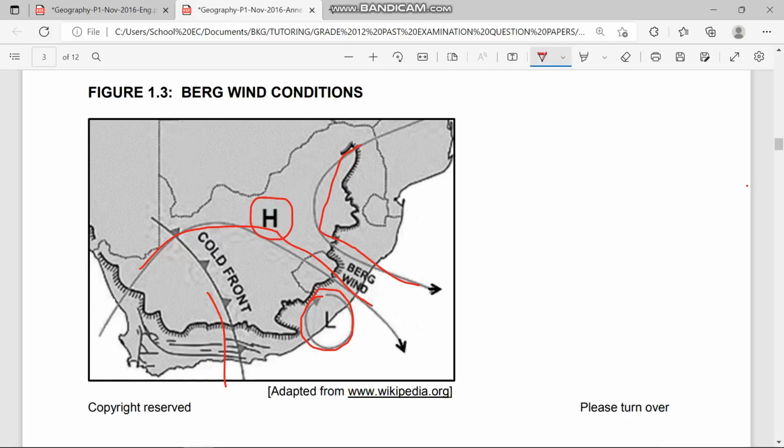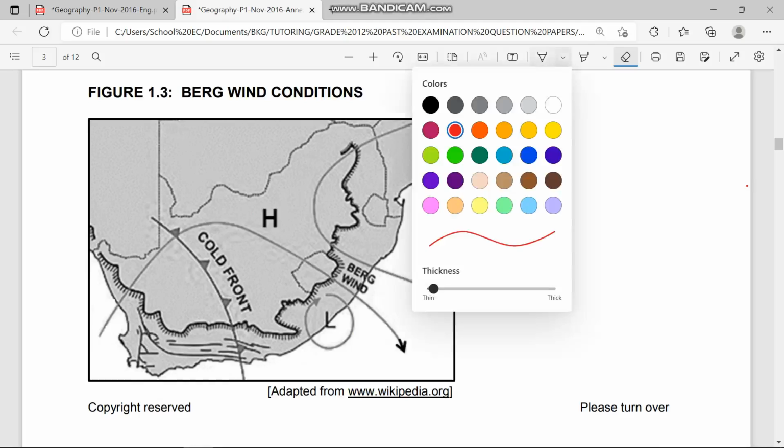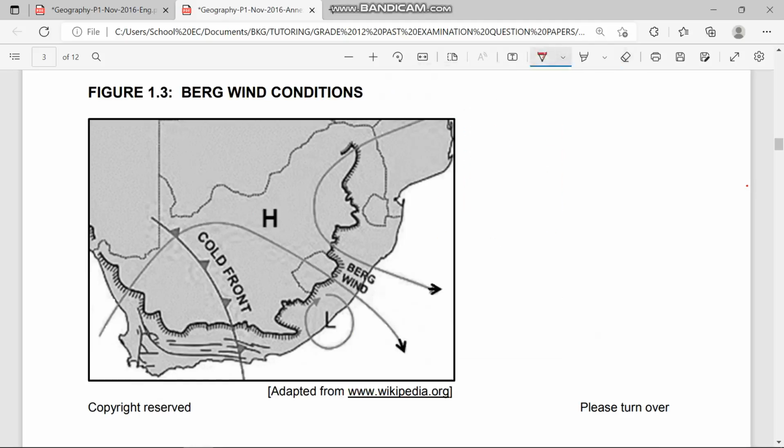So these are the things that you must be aware of. Let me give you advice. Before answering, you must first check and analyze your annexure to understand what's going on, so that when the question comes up, you already know without even looking at your annexure, because you have developed some understanding before getting to the questions. That's the importance of analyzing your annexure. So this is our annexure, figure 1.3, for berg wind conditions.